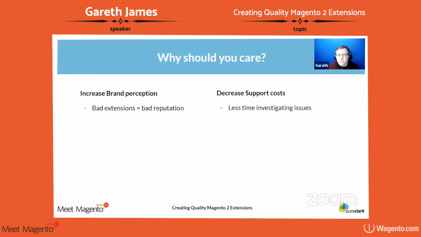Improving quality will also decrease your support costs, because if you've got issues in your extension and people are constantly having to contact you about them, then your developers are going to get tied up in handling those support issues rather than actually building out the features or maybe even doing other extensions. Obviously, if people are unhappy, they might want their money back. So increasing quality will mean that because you're having fewer issues, you're more likely to get fewer refund requests.